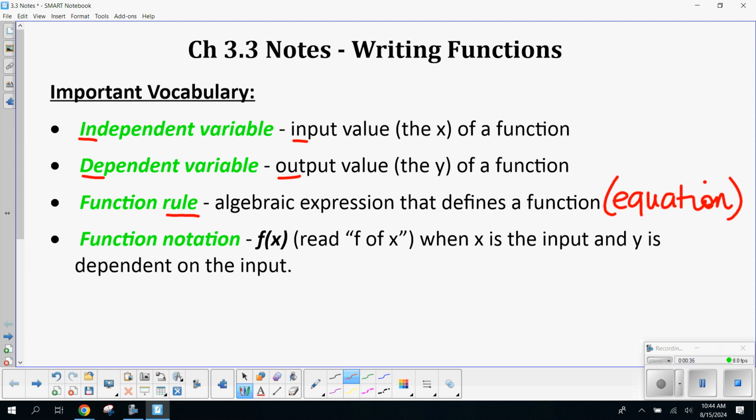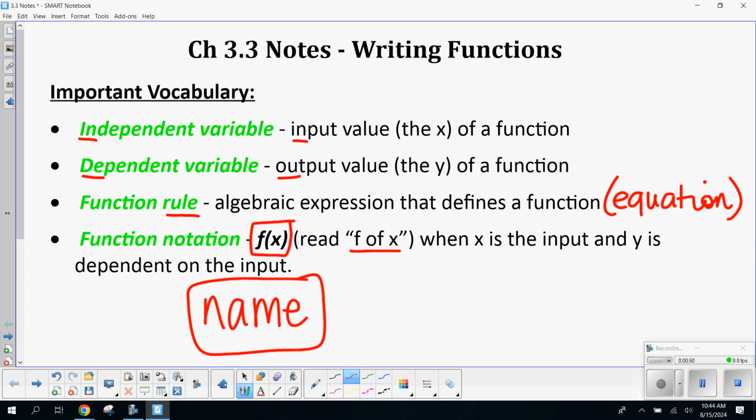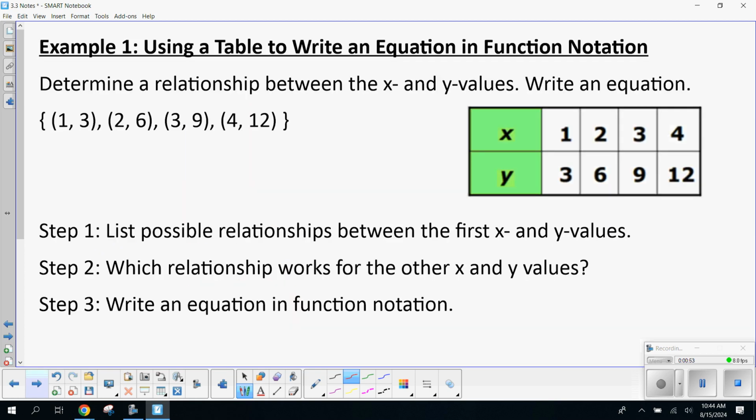And function notation then looks like f of x, and that's how we read it, f of x. It doesn't mean f times x. It's just a way to give an equation a name. Just like people have names to tell us apart, equations have names as well.